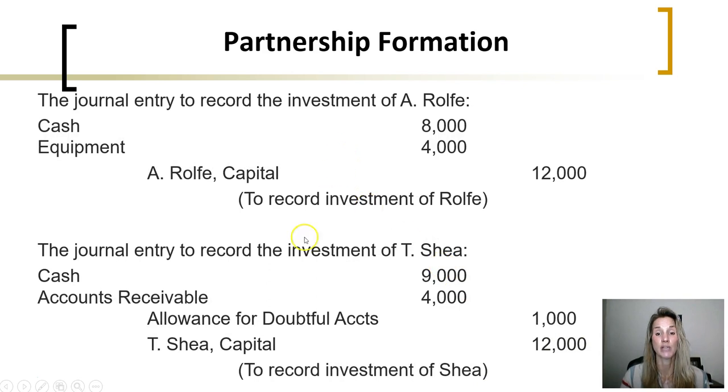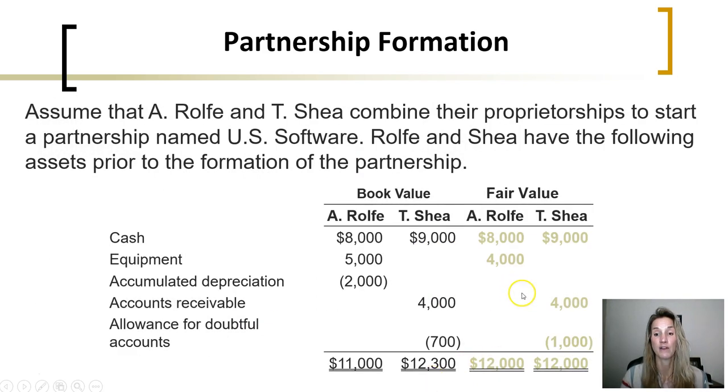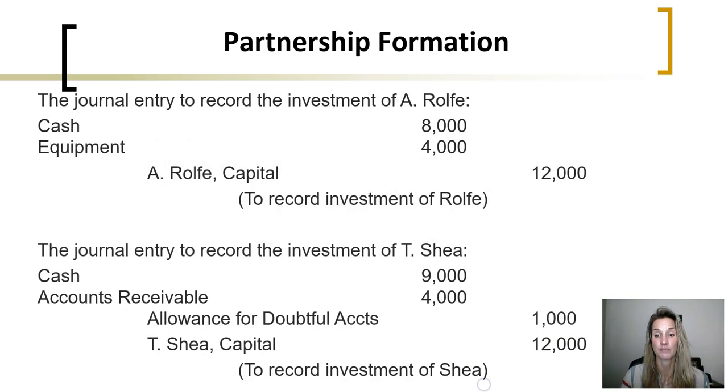We will record journal entries to record the fair value of the assets at the time the partnership is formed. Rolf will be recording cash and equipment into the company's general ledger and into their books, and Shay will be contributing cash and accounts receivable. We are going to record these at the fair value. Cash and equipment are being contributed by Rolf, so we're going to record those into the partnership's accounting records. And we will credit Rolf's capital $12,000 for the owner investment.